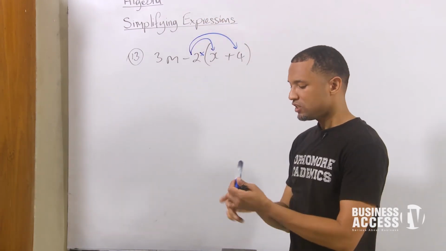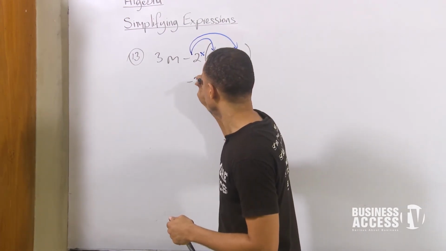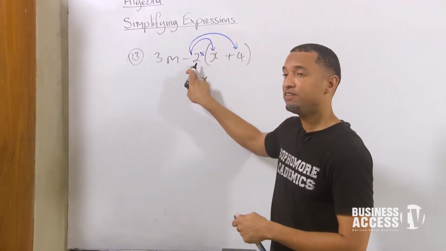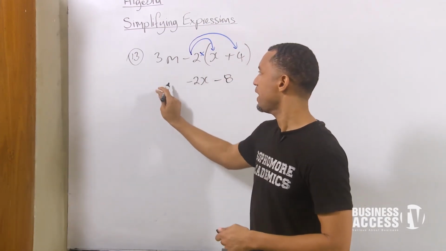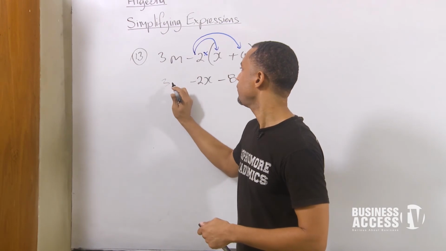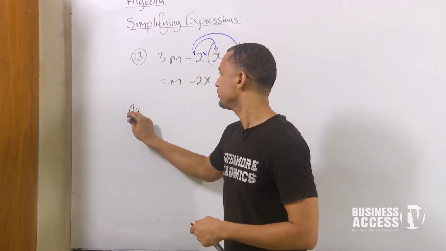All right, so let us just write that down. Negative 2 times x, that gives you negative 2x. And negative 2 times 4, that gives you negative 8. And you just write back down your 3m, just like that.